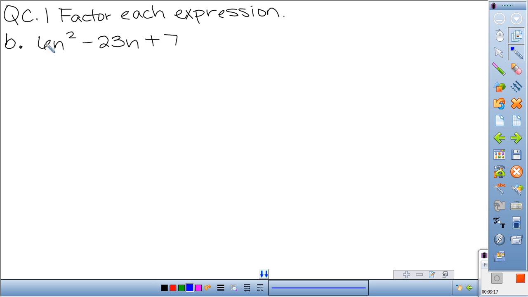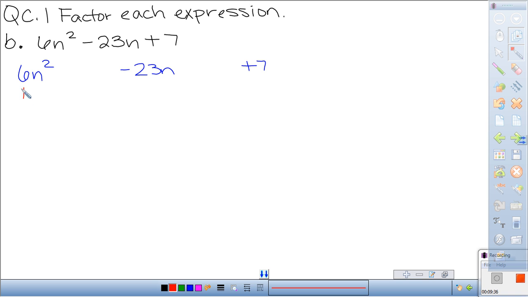Now we're going to factor, so this is from Quick Check 1, 6n squared minus 23n plus 7. So we're still doing the same thing. First I'm going to rewrite it and spread it out: 6n squared minus 23n and plus 7. We know this is our first column. Then I'm going to have the outer plus my inner, and then my last column.